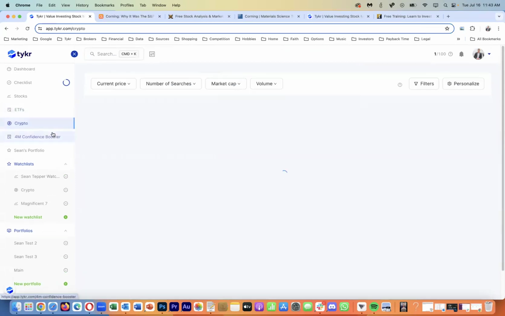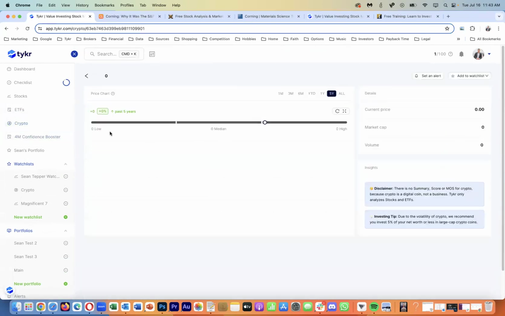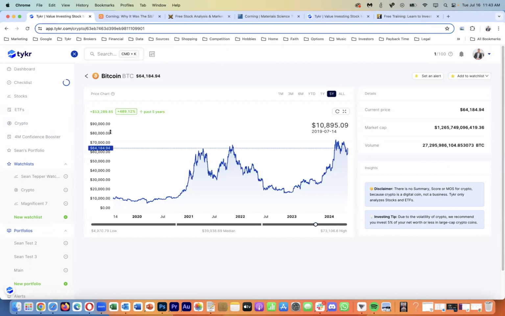Whereas crypto's not a business. So here's Bitcoin. It's not a business. It doesn't have an income statement, cash flow statement, and balance sheet. So that's why there are no ratings on coins. The question is, why do we have crypto in Tykr?